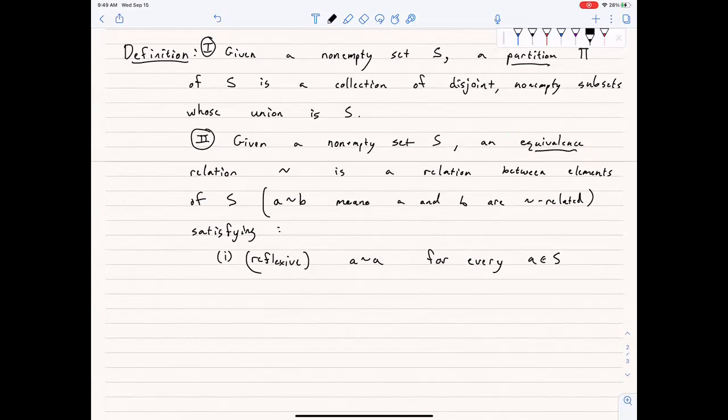Now, to your question: what is a relation that wouldn't be an equivalence relation, that wouldn't satisfy this? Strictly less than. 2 is not strictly less than 2. There are a lot of relations out there that won't satisfy this, but to be an equivalence relation, we would insist that they satisfy this.